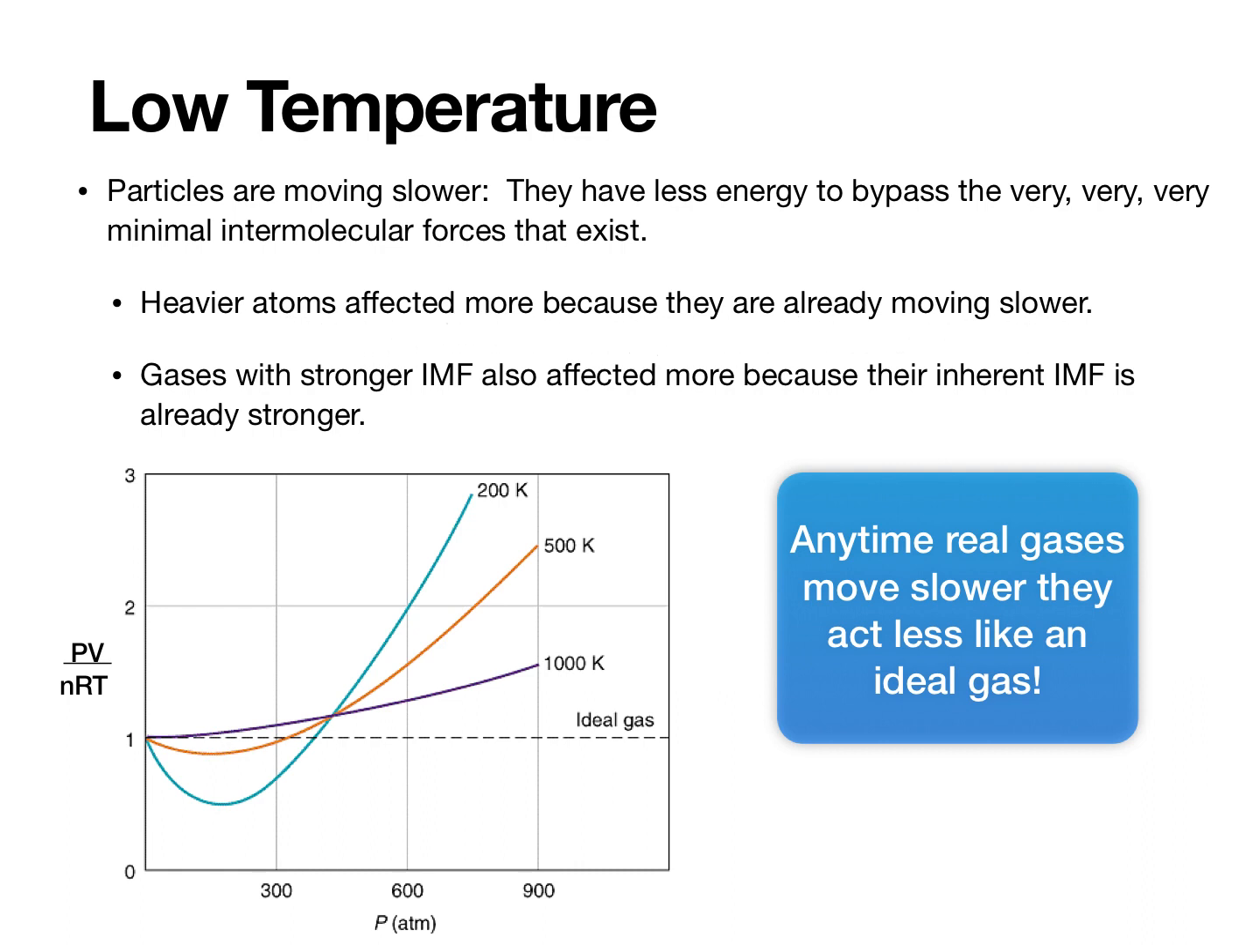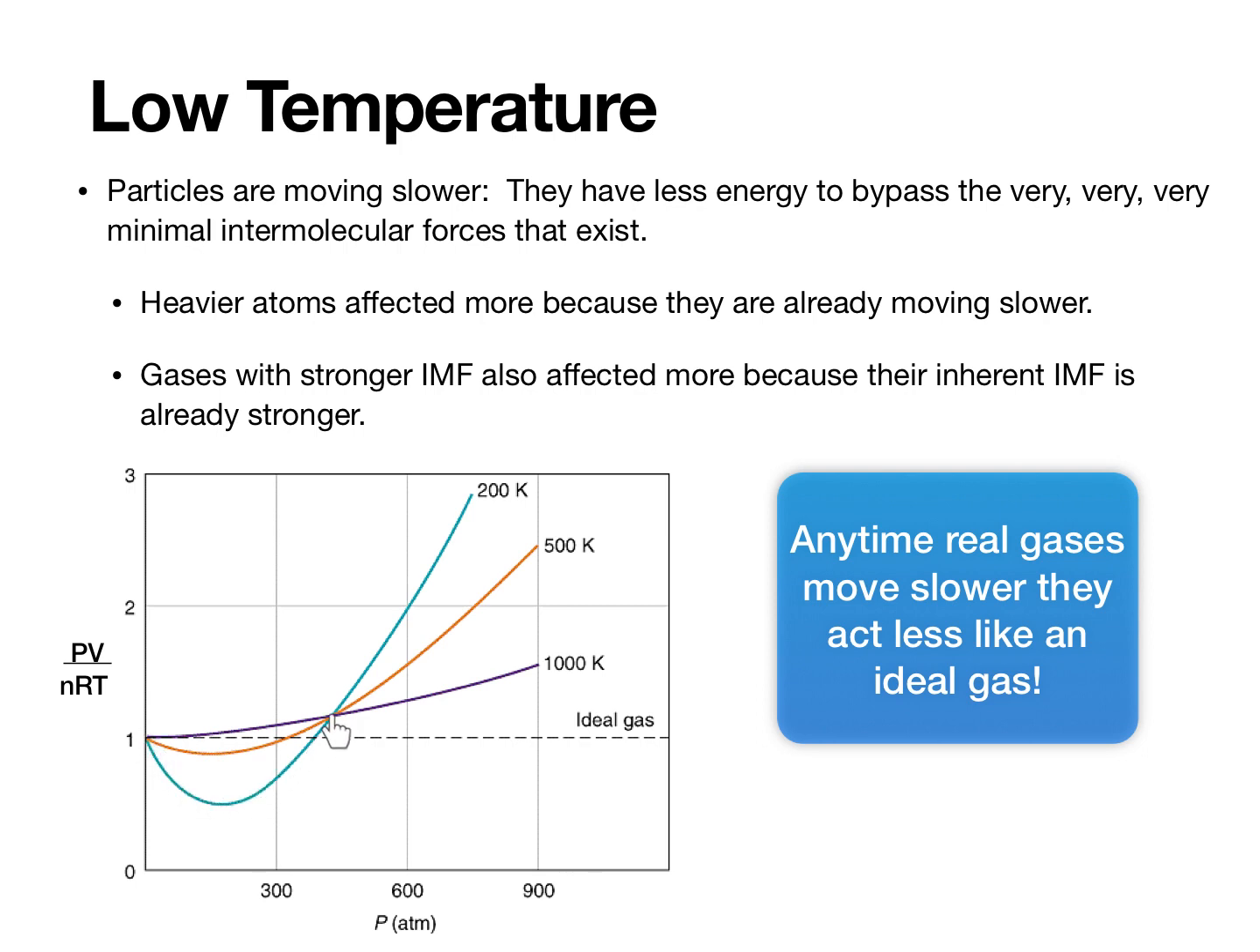So in other words, if it has an increased mass, it's already moving slower, and so their intermolecular forces begin to matter even sooner. But gases with stronger intermolecular forces are also affected more because their inherent IMF is already stronger. Take a look at this. This is the same gas at 3 different temperatures.